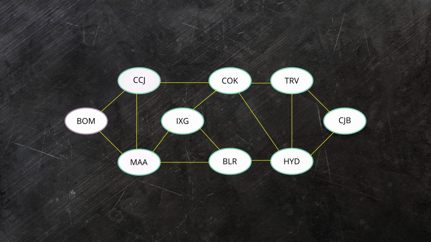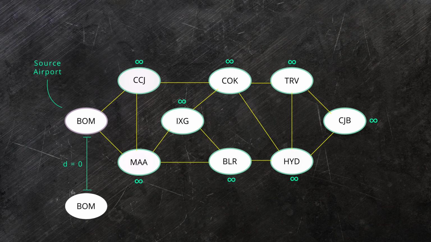Now, initially, let us take BOM as a source airport, and we have to find the shortest path from BOM to other airports. For that purpose, the distance from Bombay to Bombay will be 0. The distance from Mumbai airport to Mumbai airport will be 0. As a first procedure, we will consider that all the other airports have infinite values. So we will take it as infinity for all the other airports. Now we have chosen BOM as our source.